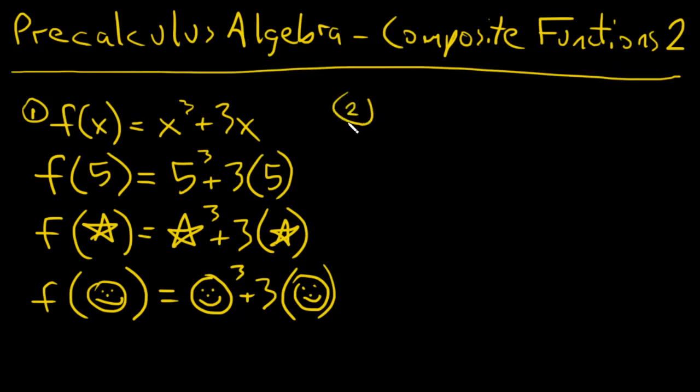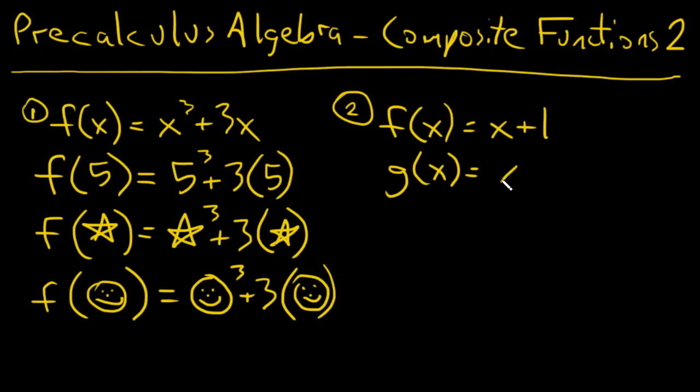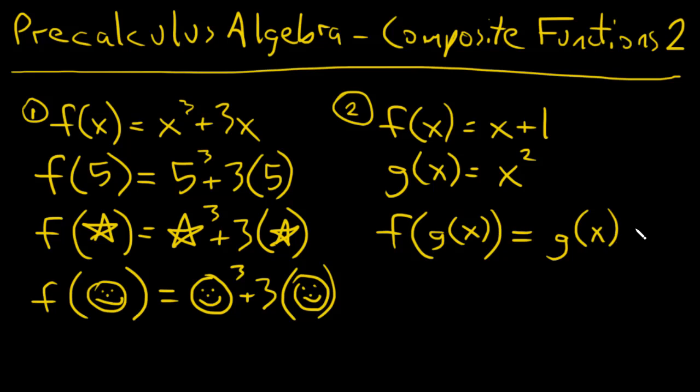Now if we move down to the next one, we had: if f of x is equal to x plus 1 and g of x was equal to x squared, what is f of g of x equal to? Okay, so all we have to do is use the exact same procedure that we did here. F of x is x plus 1, so f of g of x is going to be g of x plus 1. And now what is g of x? Well, g of x is x squared, so I can do that substitution.